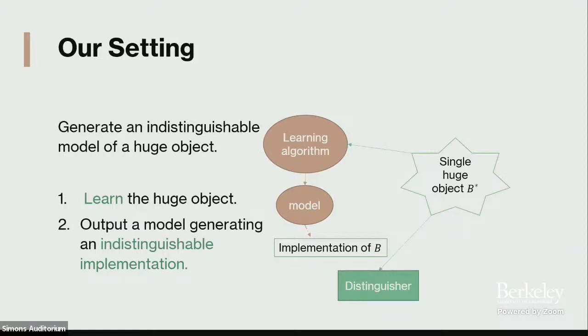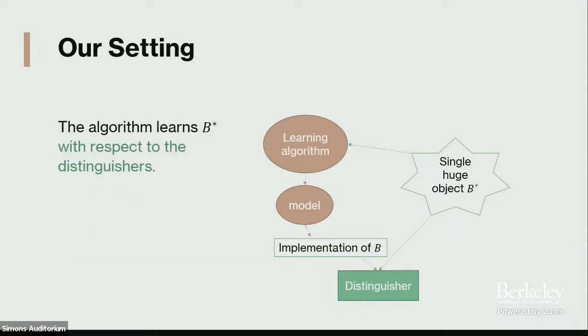So this is at a very high level. Sorry, I forgot to say: if the huge object is very complex, then clearly we cannot learn something which is actually close to it. So, like in many previous talks here, we're learning it with respect to a set of distinguishers. We're only learning the properties of this B star that the distinguishers actually check.